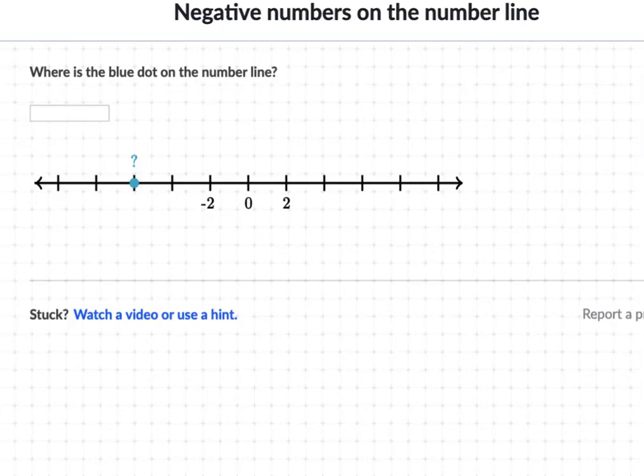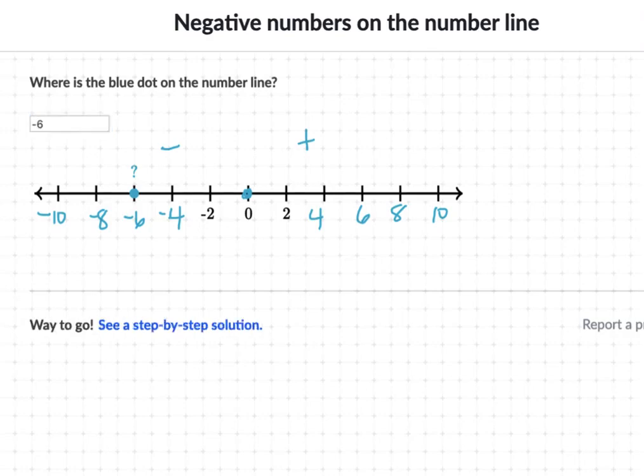Okay, in this problem, it looks like we have our 0 here, so it's going to be our boundary between our positives and our negatives. And it also looks like it's going by 2's, so you have to be careful there. This is 2, 4, 6, 8, and 10. So that means on the other side it would be -2, -4, -6, -8, and -10. Whatever they skip count by, you're going to have to do that as well. So you should have gotten that the blue dot is -6.